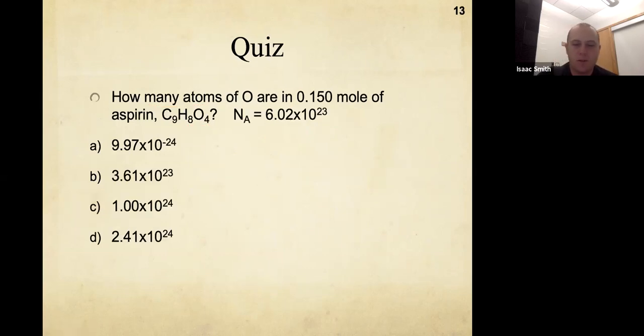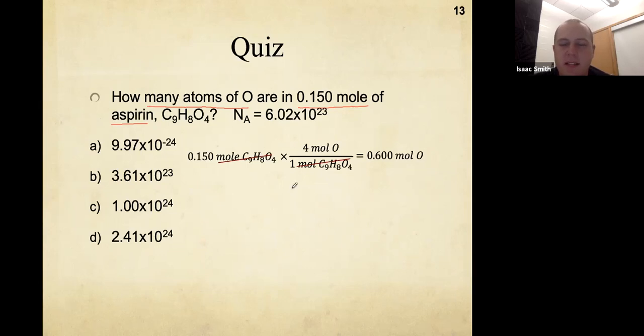Now if we switch the question a little bit, it says, how many atoms of oxygen are in 0.15 moles of aspirin? So if we start out similarly to how we did before, this is the same thing. We figured out we have 0.600 moles of oxygen.